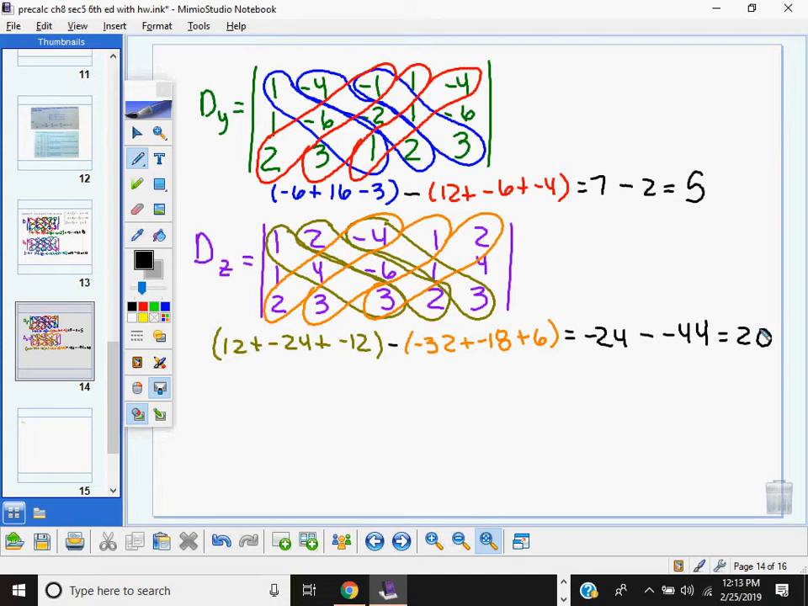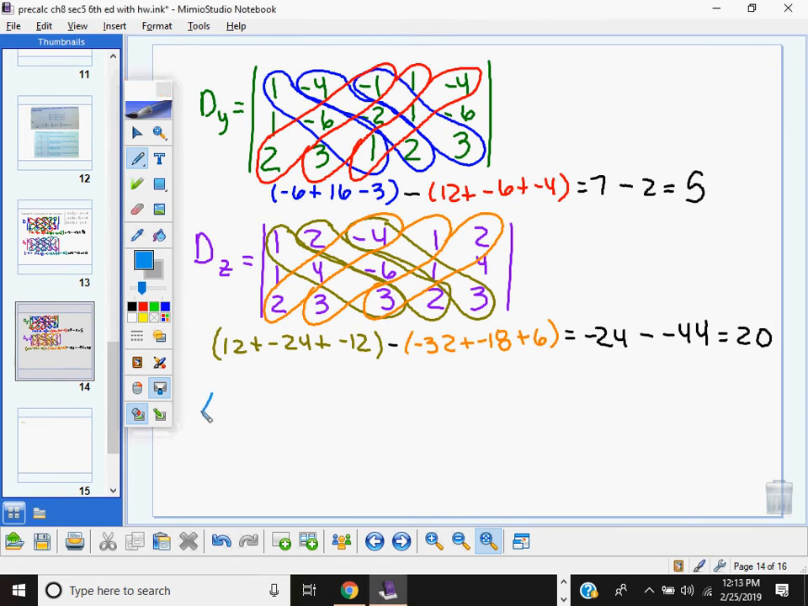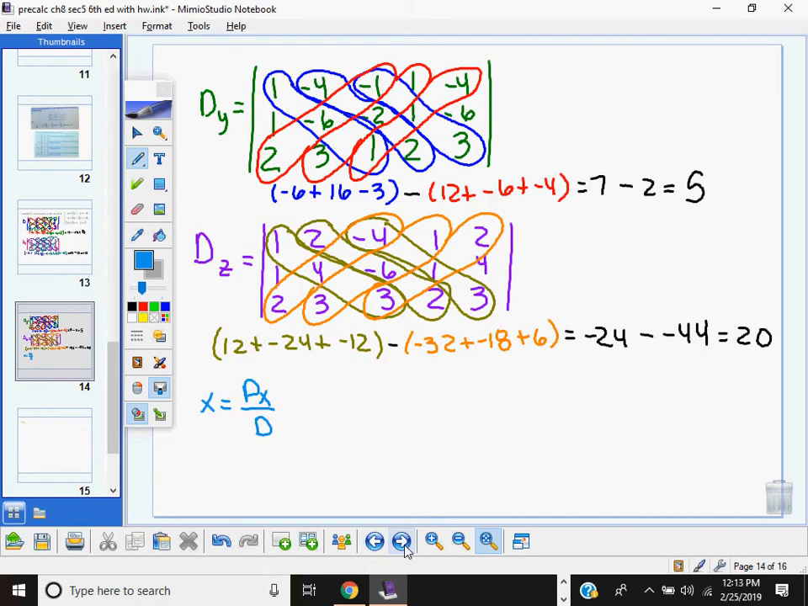Now, to get our final answers, let's do that. For x, that's going to be dx over d. So, dx in this case was negative 10 and d was 5. We're going to have negative 10 over 5, which is negative 2. To get our y, that's going to be dy, which is 5, so it's dy over d. That's going to be 5 over 5, which is equal to 1.